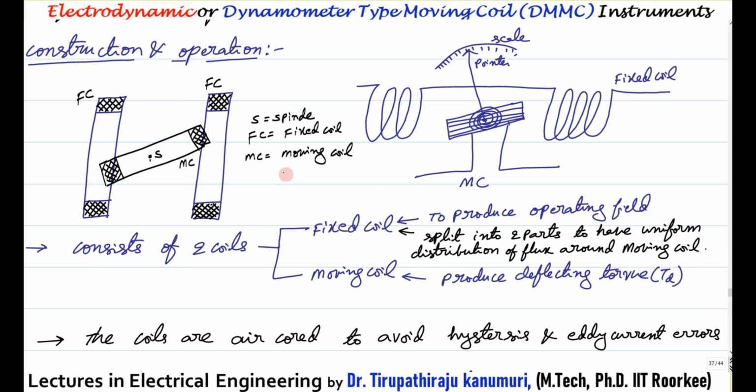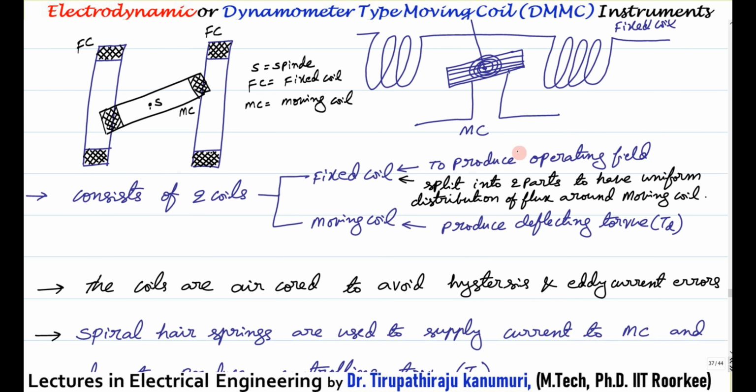Because of the deflecting torque, the moving coil will start rotating inside the magnetic field, or it will start deflecting. A pointer is attached to this moving coil, so the pointer will deflect and show on the scale. In order to carry the current to and out of this moving coil, we go for helical springs. The purpose of the springs is twofold. The first is to carry the current to this moving coil, and the second is that they produce the required controlling torque also. So it serves two purposes.